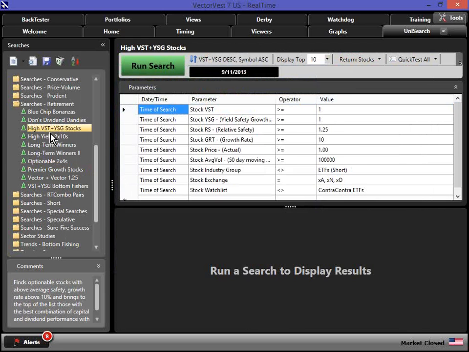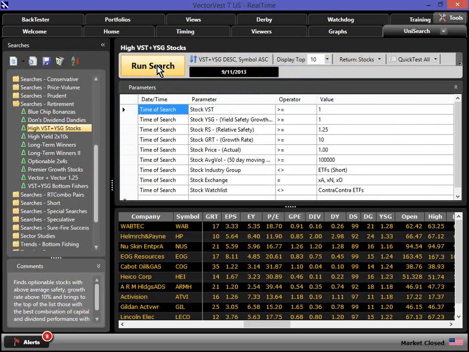Where'd it go? There it is. High VST and YSG. All right, see this? VST, and I already talked about what VST was. YSG. It'll help if I run the search and show you. You notice where YSG comes in? What do you think the YSG stands for?